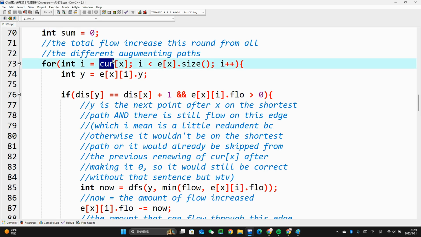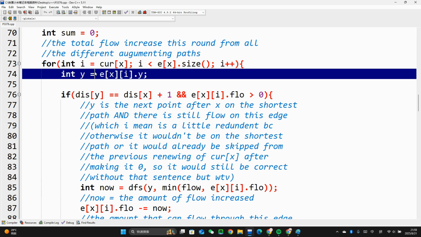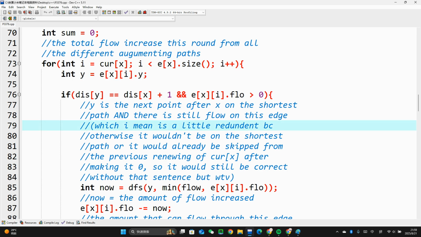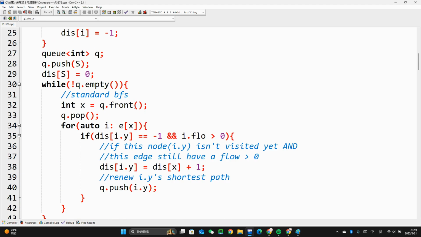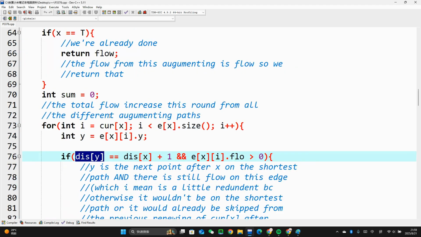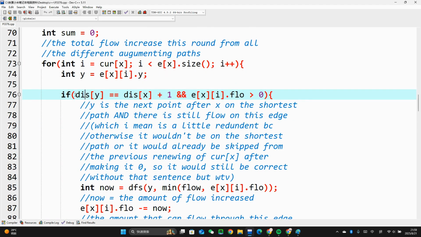Now we go through every single edge, and now you see why we need cur. We start from cur, so we don't have to go through every single outward edge of X. Y is obviously Y, and then distance of Y is the thing that we found in BFS. We have to make sure that Y is the next node in this BFS process in the shortest path. So if this is true, that means the next point after X in the shortest path is indeed Y, because obviously there's an edge from X to Y, and this Y is equal to this X plus 1.